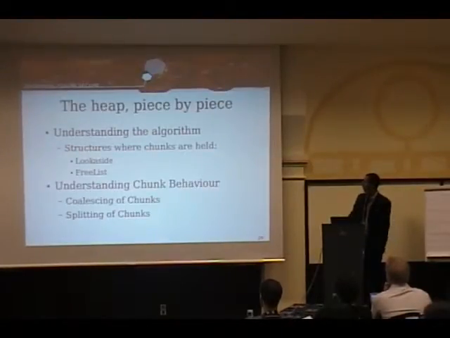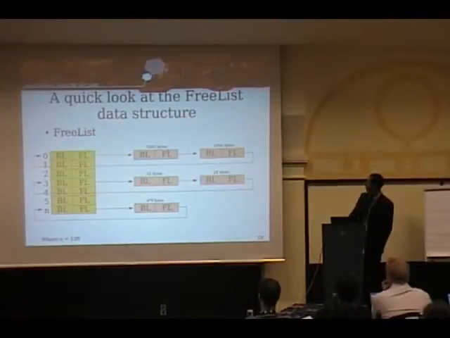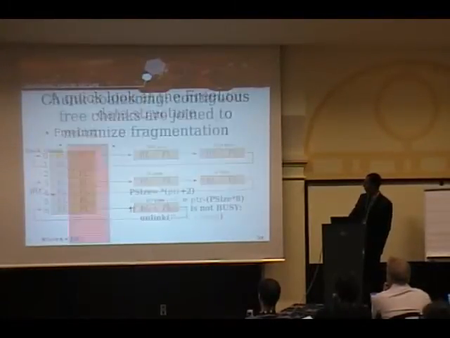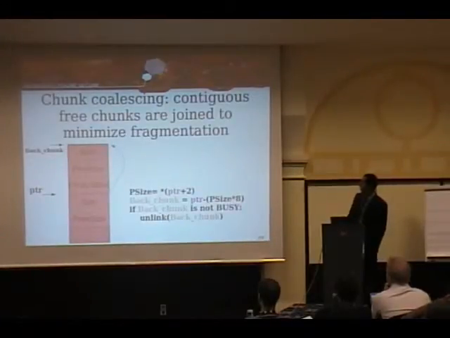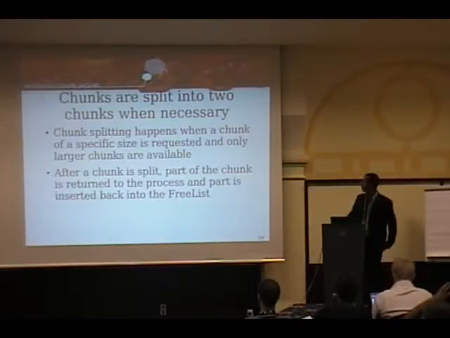And of course, understanding the heap algorithm, and there's some really good papers on this, and we just touch on it briefly here. And this is the lookaside, which is a sort of little mini cache. And the free list, which will look like this, and you can come back to this later. And the chunk coalescing, where they combine two chunks to make one big free chunk, which is useful. And of course, you want to know when they split the chunks.